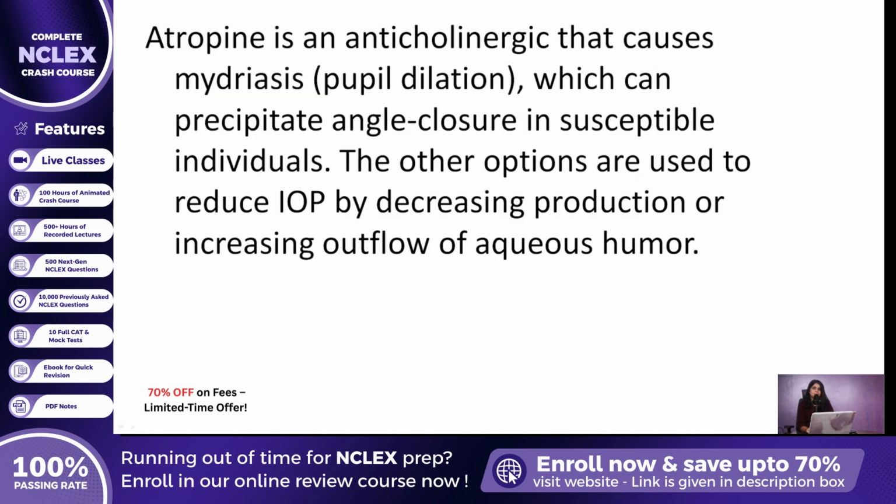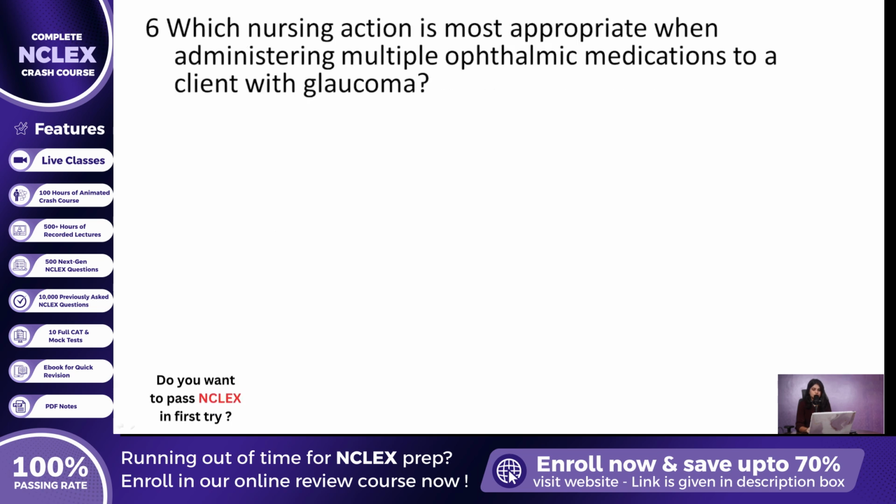Atropine. Let's explain why. Atropine is an anticholinergic agent that causes pupil dilation, mydriasis, which can worsen or trigger an angle closure event in individuals with narrow-angle glaucoma. The other medications, timolol, latanoprost, and dorzolamide, are commonly used to manage intraocular pressure in various types of glaucoma. Let's move on to question 6. Which nursing action is most appropriate when administering multiple ophthalmic medications to a client with glaucoma? Now, let's look at the options.